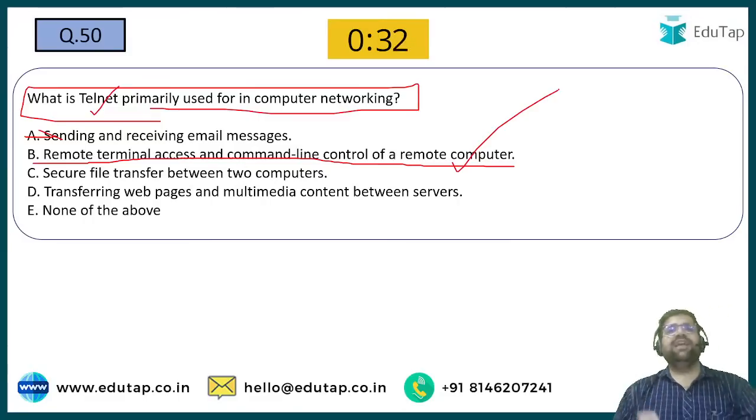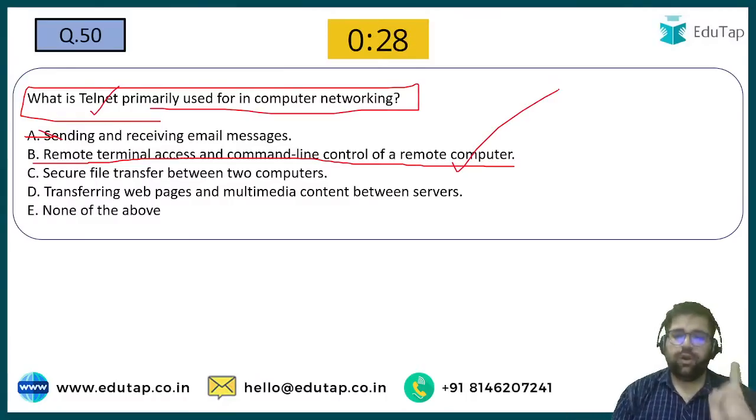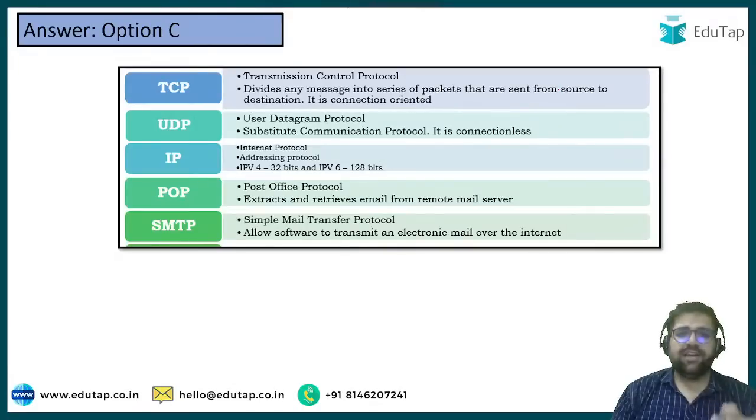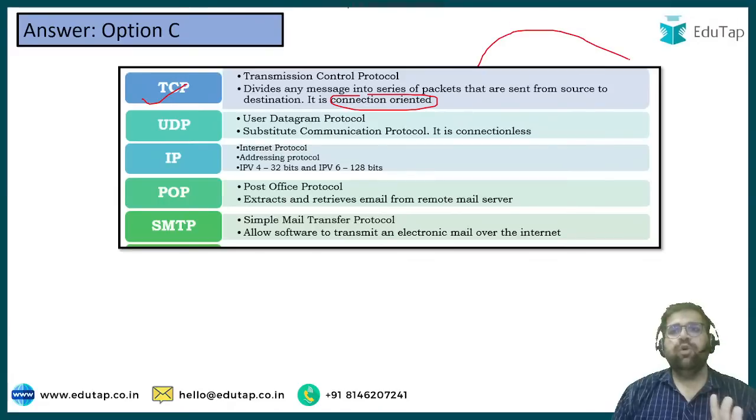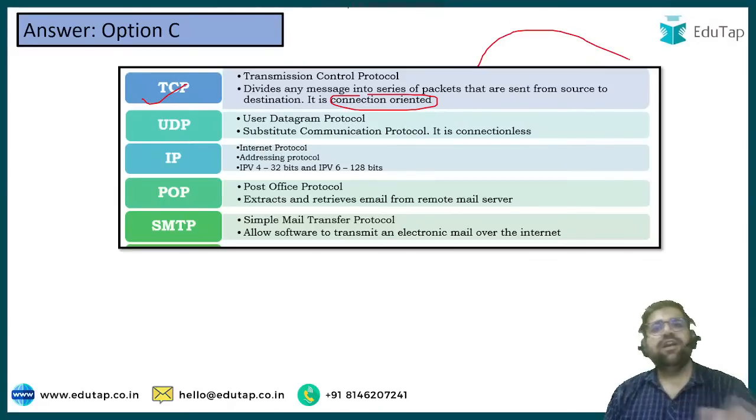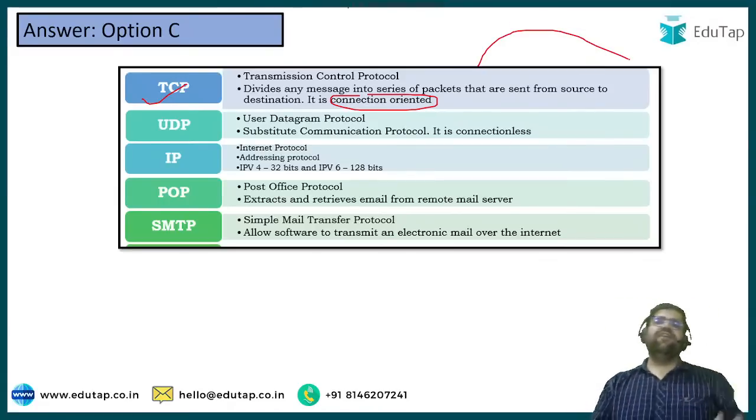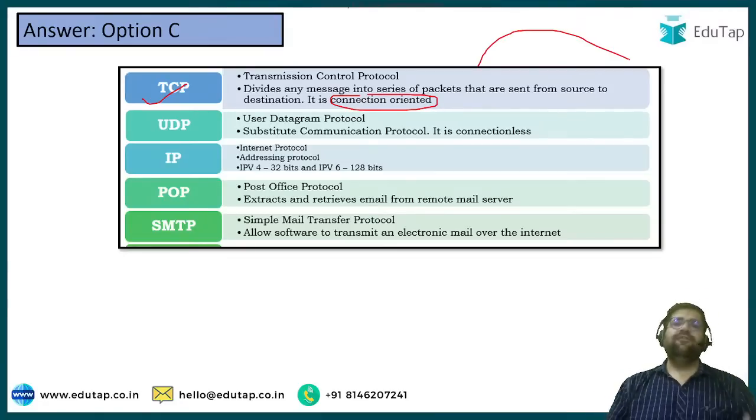Okay, so Telnet is a protocol which will allow you to do a remote login. Now just to discuss certain protocols which I think I missed in the previous slide. TCP is Transmission Control Protocol. Remember that it is a connection-oriented protocol. Connection-oriented means that it will connect to you, or you can send your file from one computer to another computer. And definitely the speed in TCP is quite slow.